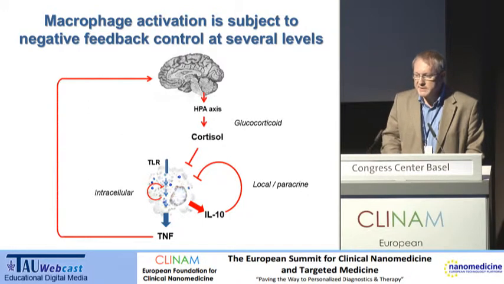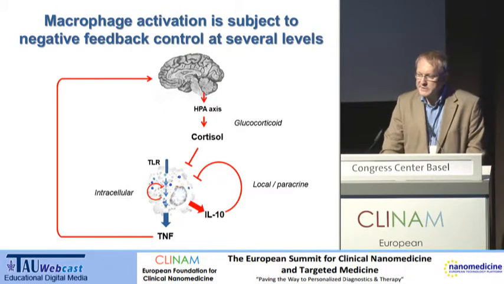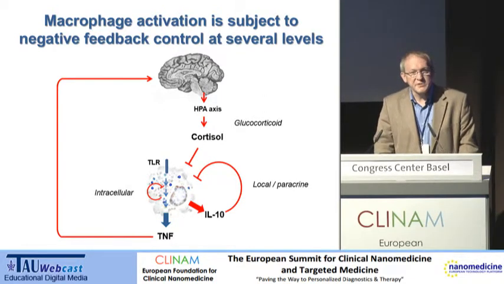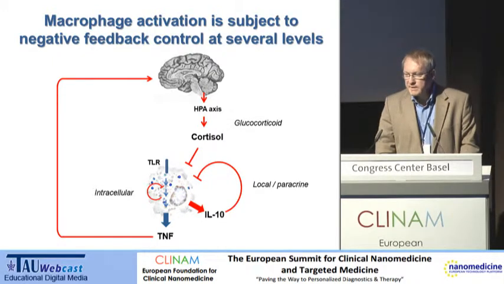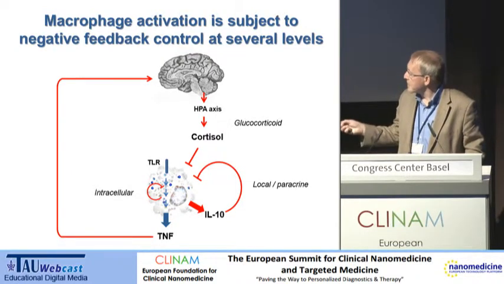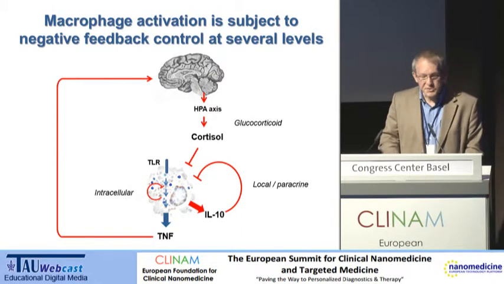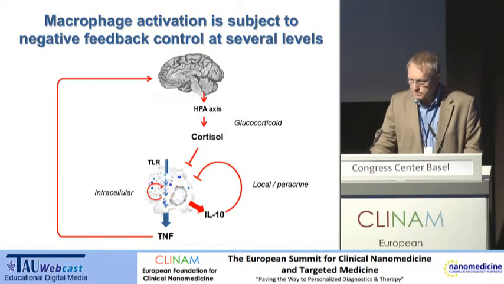And there are also systemic feedback loops. For example, the existence of pro-inflammatory cytokines in the circulation is sensed by the hypothalamus. This activates the hypothalamic-pituitary-adrenal axis, the HPA axis, and this leads to the production of glucocorticoids, principally cortisol, from the adrenal glands. And cortisol, of course, is an extremely potent anti-inflammatory hormone which inactivates the macrophage and again promotes resolution of this inflammatory response.